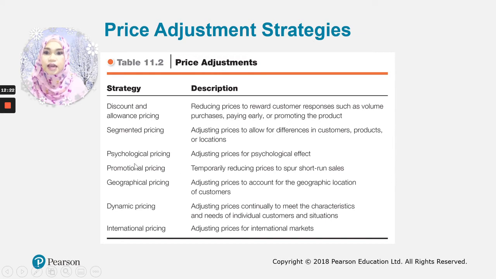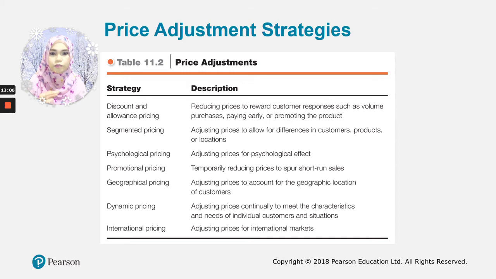Next is segmented pricing, which is adjusting the prices to allow for differences in customers, products, or location. Segmented pricing is very much related to different places or different people: same product, different prices. A very easy example is students and non-students price. If I want to go to the movie, I will just pay the normal adult price. But if you bring your student card, you can get the student price for the ticket to watch the movie. So that is segmented, based on occupation, for example.